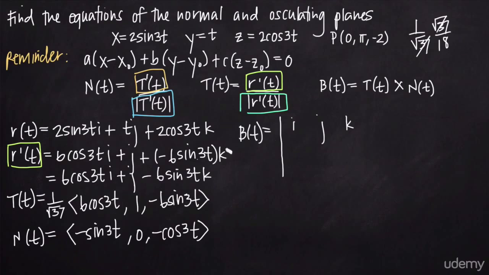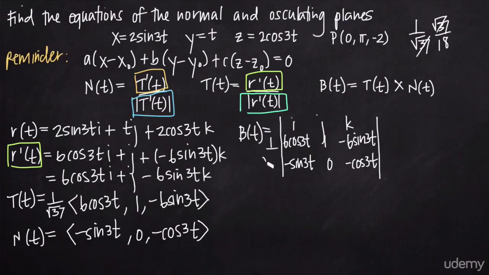We're going to leave this 1 over root 37 outside of the matrix, so we're just going to put 6 cosine of 3t here, which was the coefficient on i, 1 under j, and then negative 6 sine of 3t like this. And then in the third row, we're going to put the components of the unit normal vector. So again here, negative sine of 3t, 0, and negative cosine of 3t. And then we said we were going to leave our 1 over root 37 outside of the matrix, so we'll multiply by 1 over root 37.